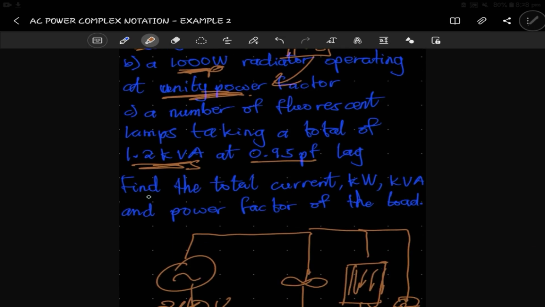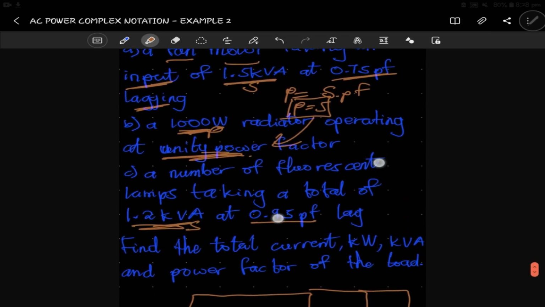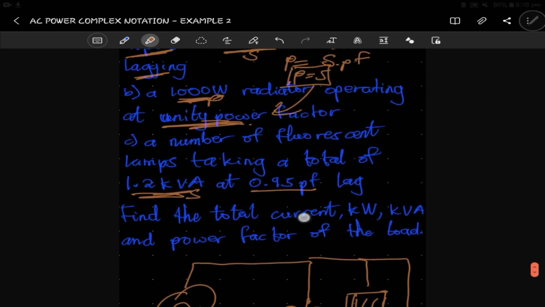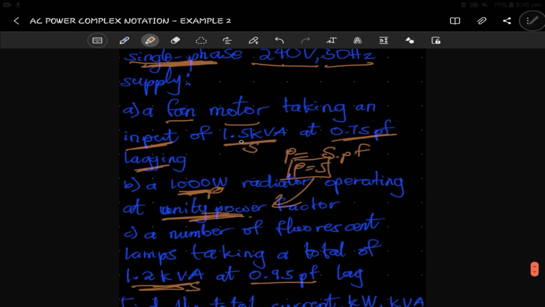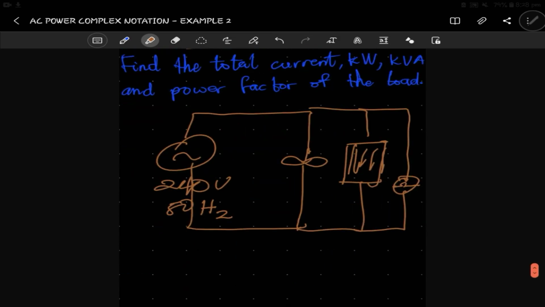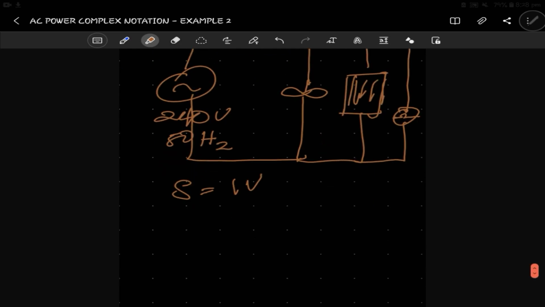The question says find the total current. Someone will say that if our aim is to find the total current, why don't we just add this apparent power, add this one, which will still be apparent power with the same value, and add this one, and then use S equals I V, and I is equal to S over V?